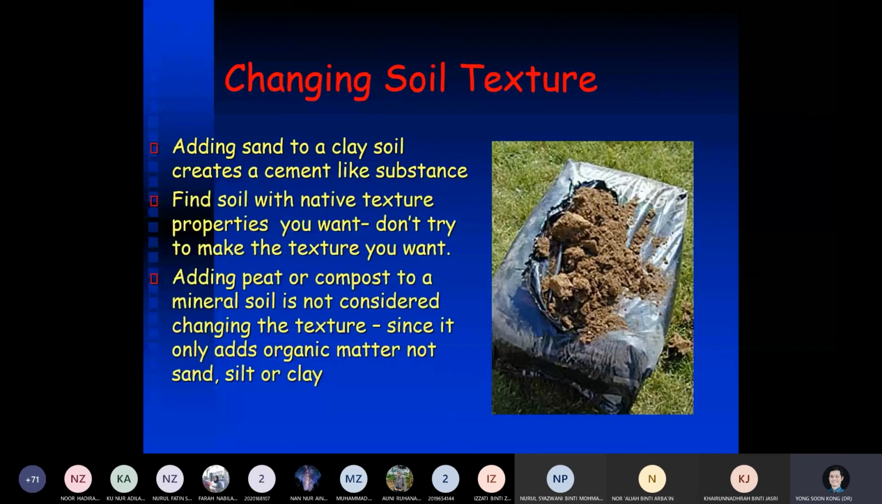So this is what they call peat. Now, if you're into gardening, you will buy two types of growing media in the nursery.